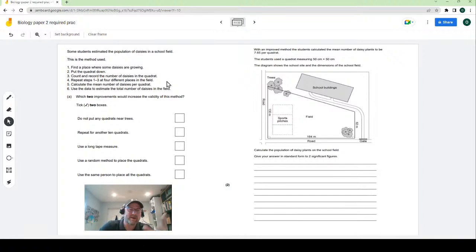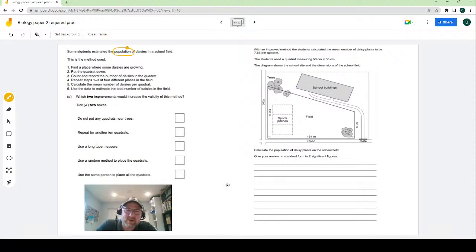Boom, right. All right, guys. So let's have a go at this question then. Some students estimated the population of daisies in a school field. So I'm already thinking I know which one they're talking about. They've mentioned the word population. This is the method used. Find a place where some daisies are growing, put the quadrat down. Does that sound right to you?